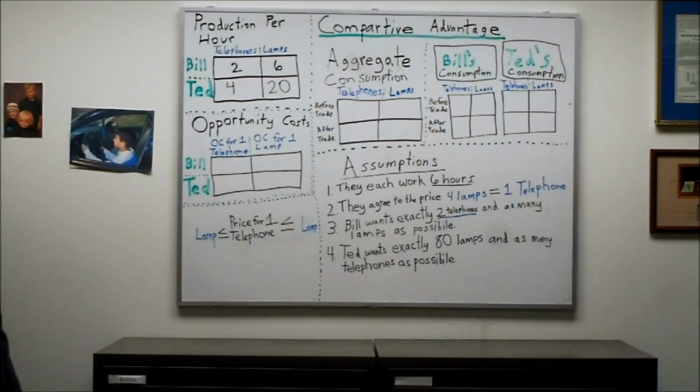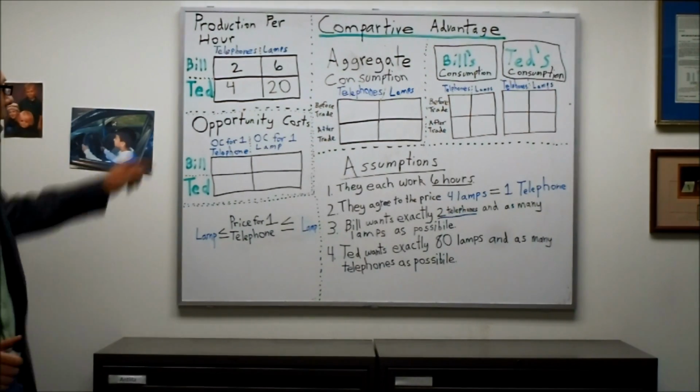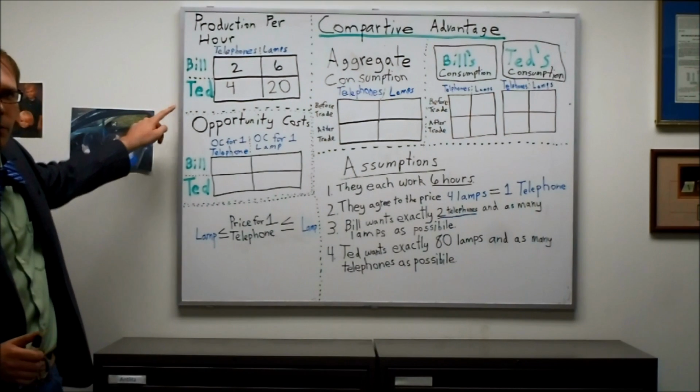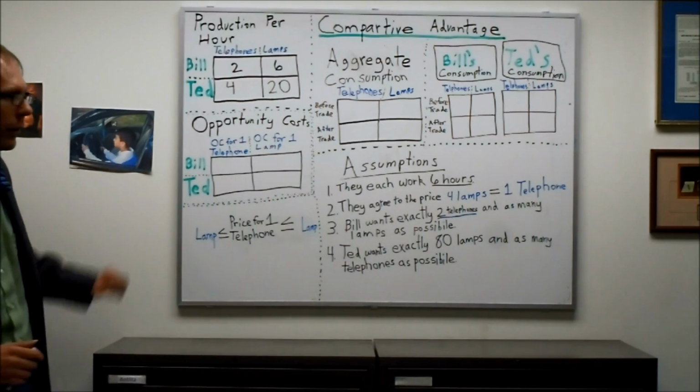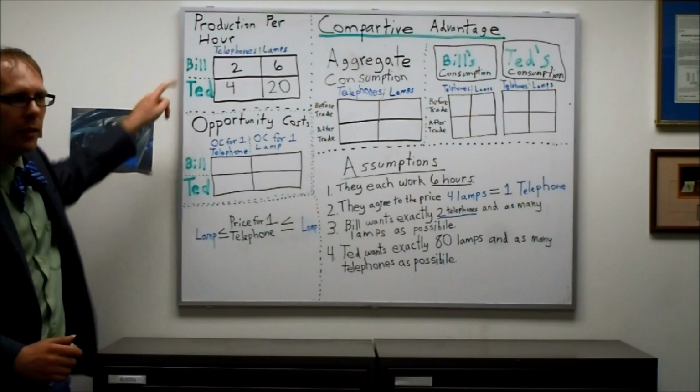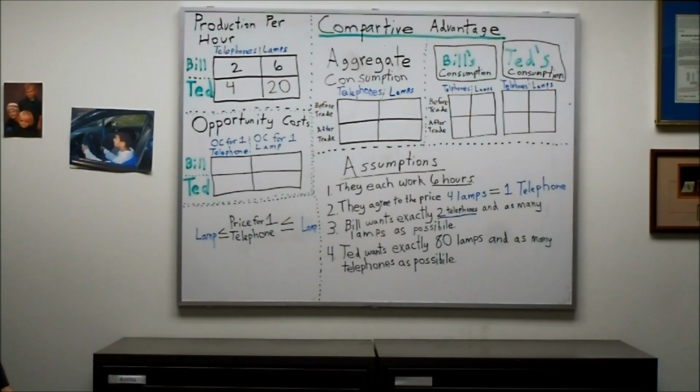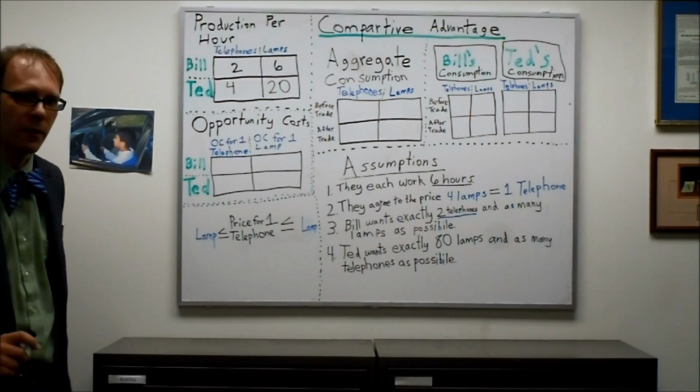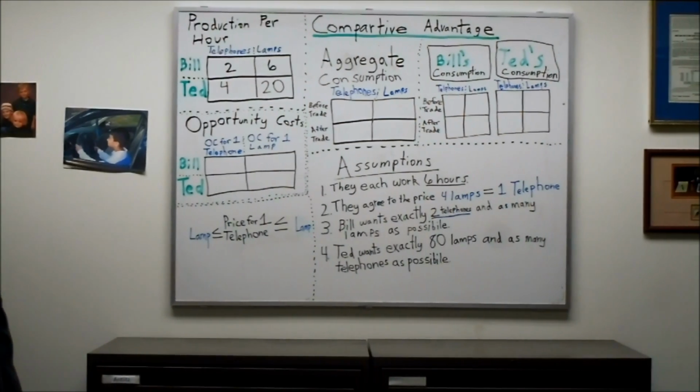Today, we are going to talk about how even though Ted can produce more telephones per hour and more lamps per hour than Bill, due to comparative advantage, there is still an opportunity for them to increase production and consumption for trade.